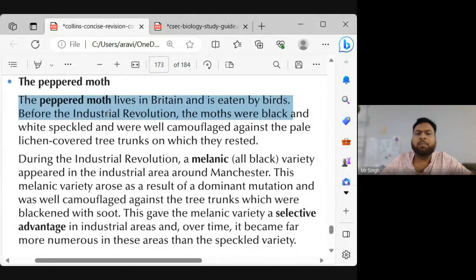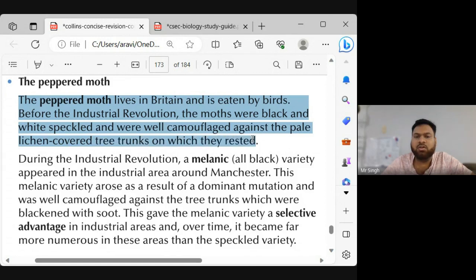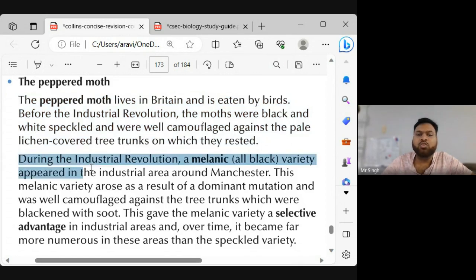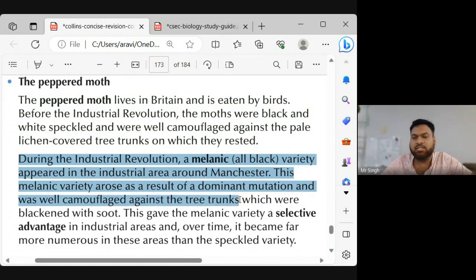So let's read. The peppered moth lives in Britain and is eaten by birds. Before the Industrial Revolution, the moths were black and white speckled and were well camouflaged against the pale, lichen-covered tree trunks on which they nested. During the Industrial Revolution, a melanic or all-black variety appeared in the industrial area around Manchester. This melanic variety arose as a result of a dominant mutation and was well camouflaged against the tree trunks, which were blackened with soot.